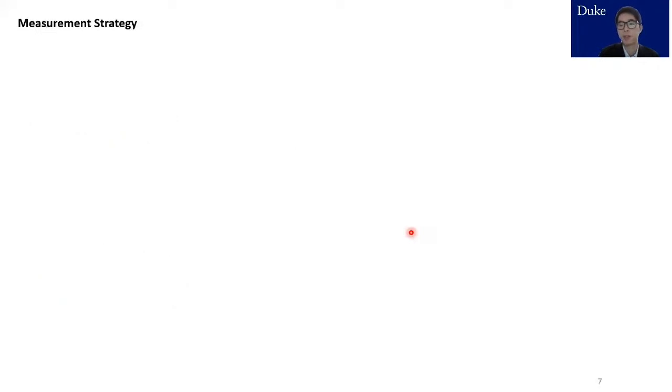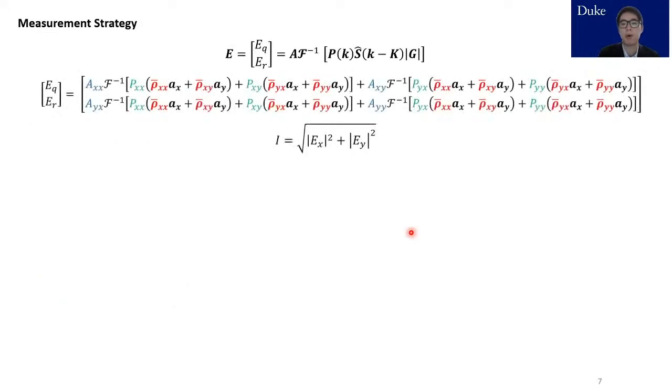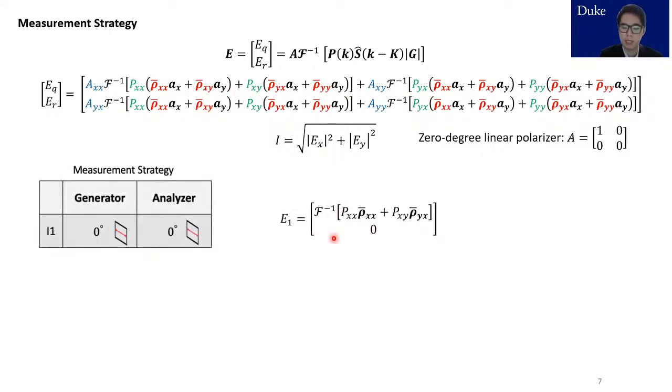How do we choose our measurements? Because we have different combinations. We extended the Fourier model into its full version. We can see the equation is super long and we still need to do the incoherent summation here. Then we need to carefully choose our measurement strategy. For example, if we choose a 0-degree linear polarizer as the analyzer, we only have AXX equal to 1 and the other parts equal to 0. Then we can simply cancel out all these parts and only have this part of the equation left. Then if we choose a 0-degree linear polarizer as the generator, we can set AX equal to 1 and AY equal to 0. Then finally, the equation will be super simple and we can easily do the incoherent summation here.